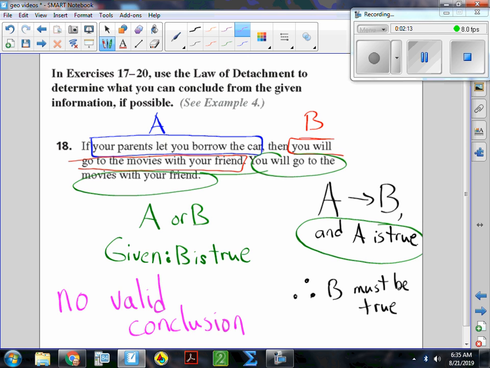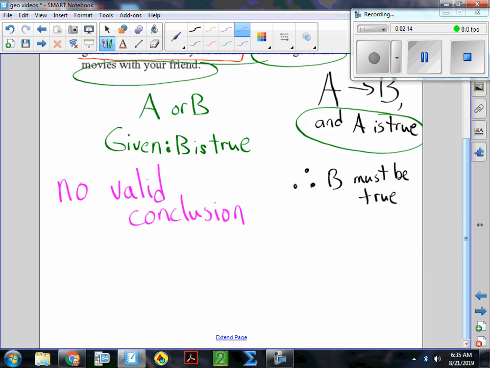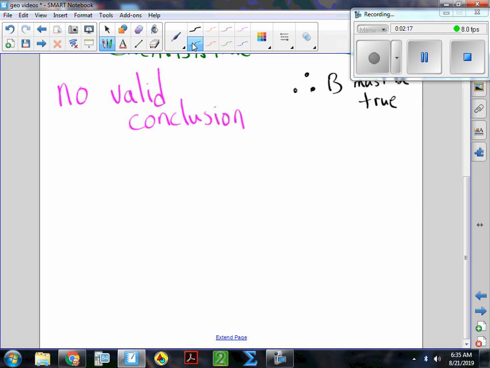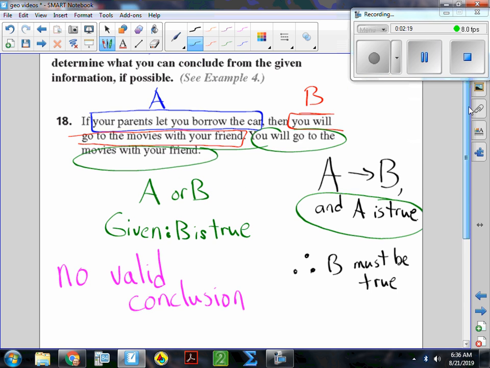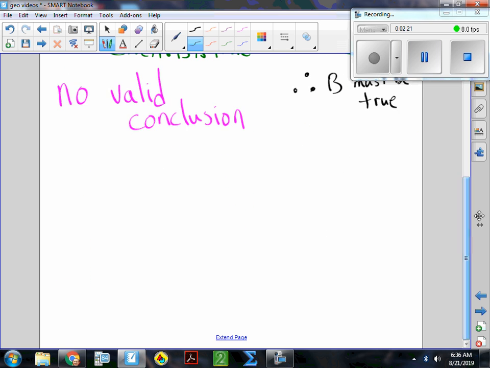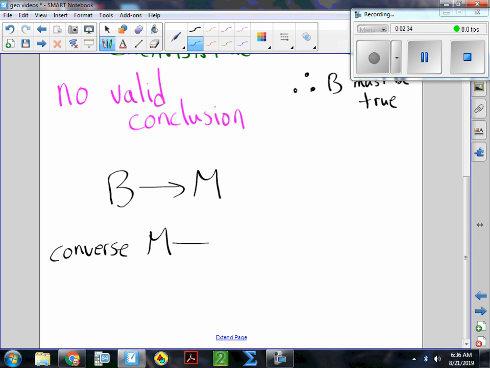Another way we can look at this is to say, you started with, if you borrow the car, then you can go to the movies. So borrow, then movies. The converse would be, if you go to the movies, then you borrow the car. But the converse is not always true.